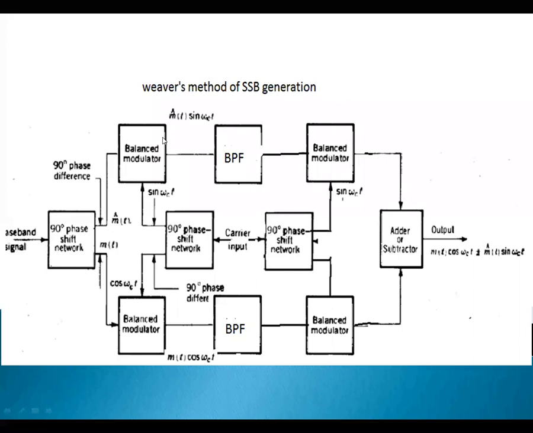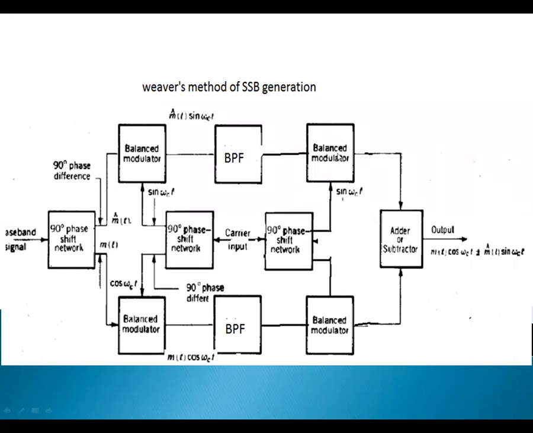Weber's method of generation, or third method of generation, uses four balanced modulators. Above the balanced modulators there is a band pass filter, and below the balanced modulators there is also a band pass filter. Again, the phase shift network generates the 90 degrees phase shift of M of t and M cap of t, and the carrier is 90 degrees phase shifted into cos omega ct and sin omega ct.